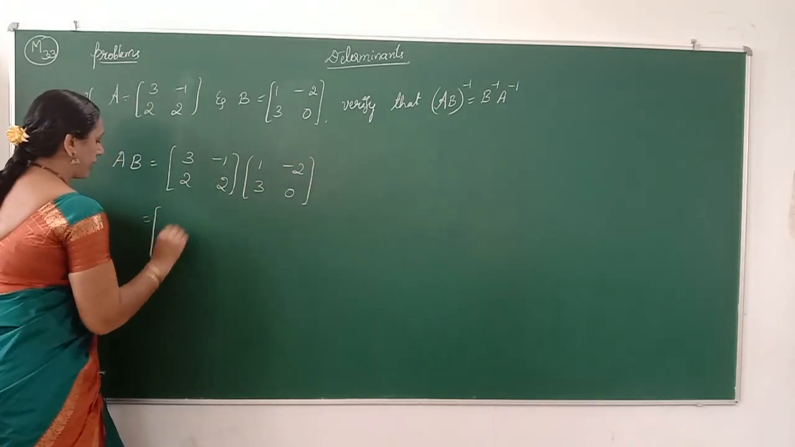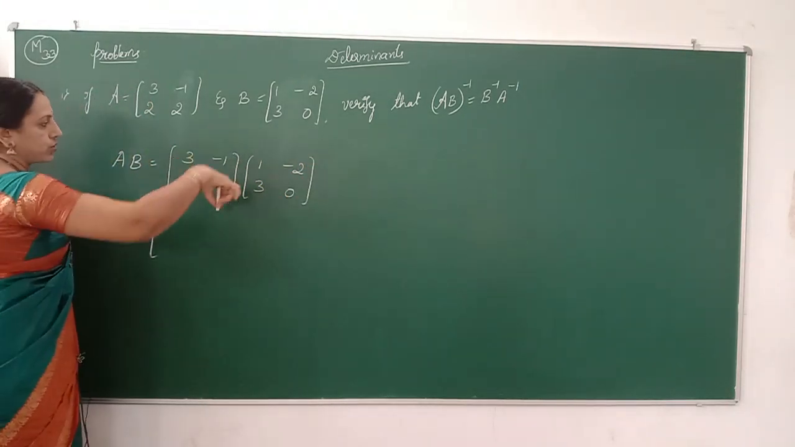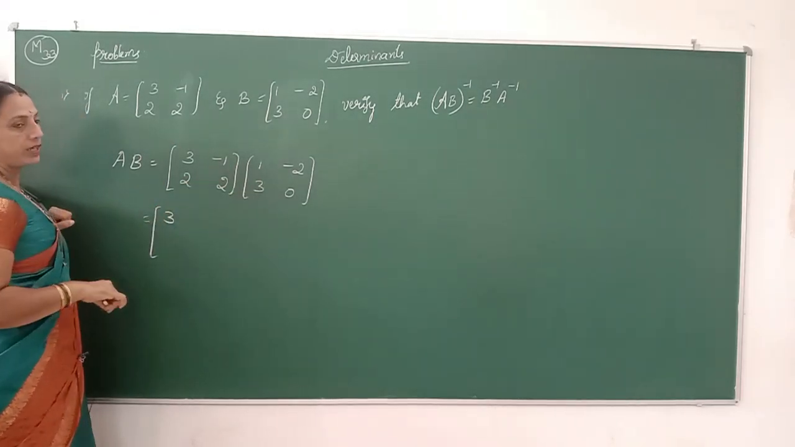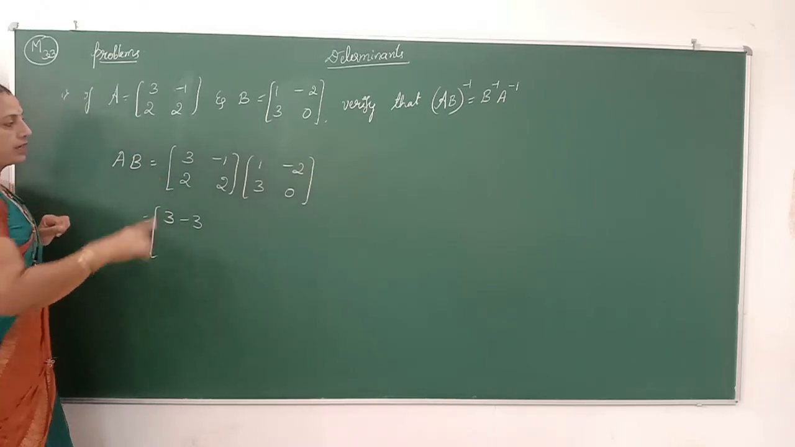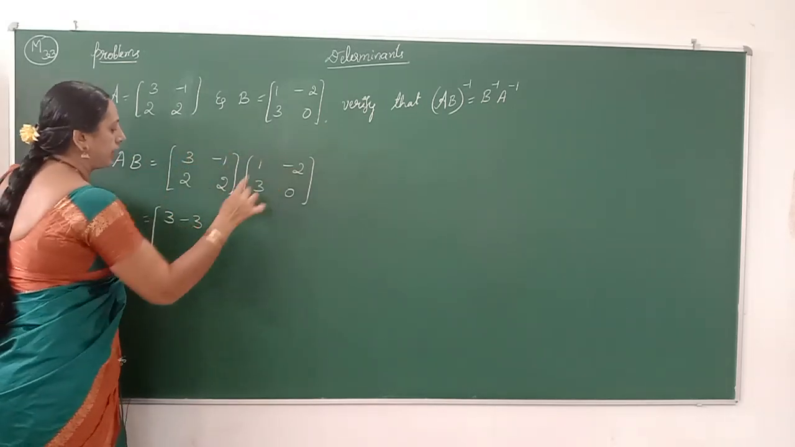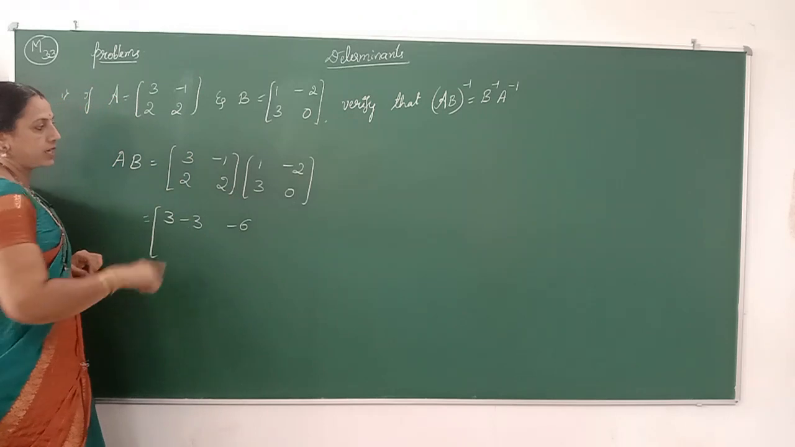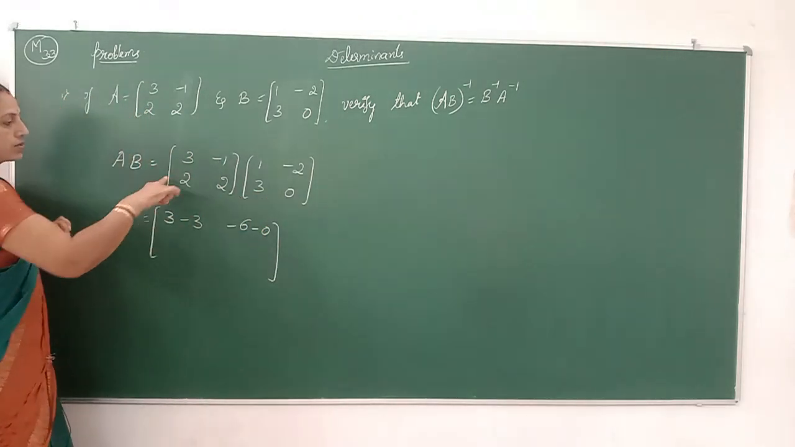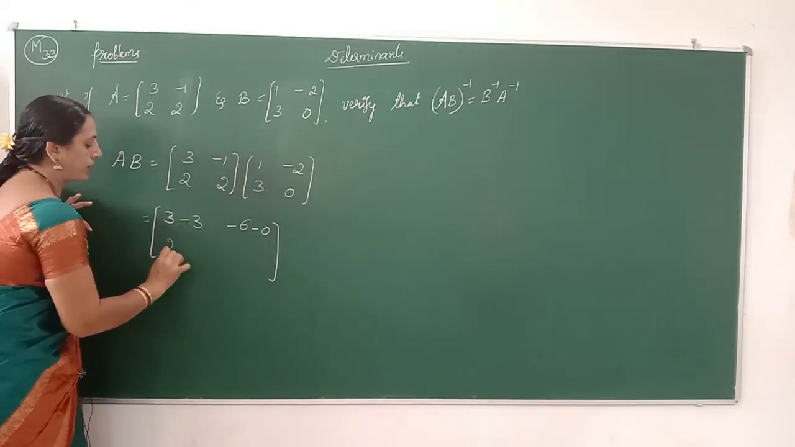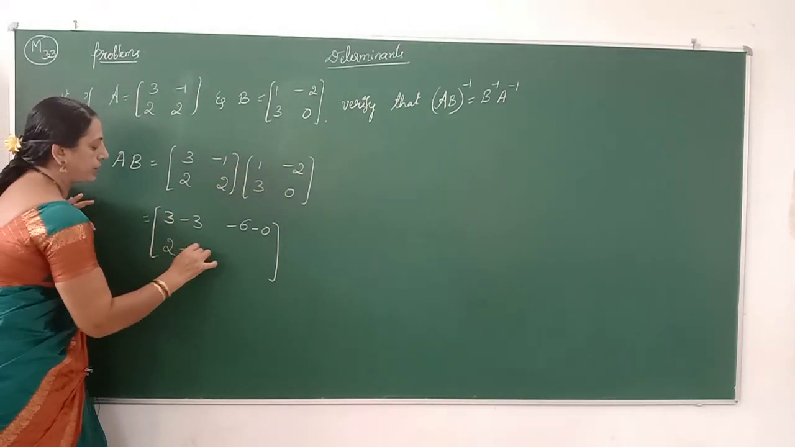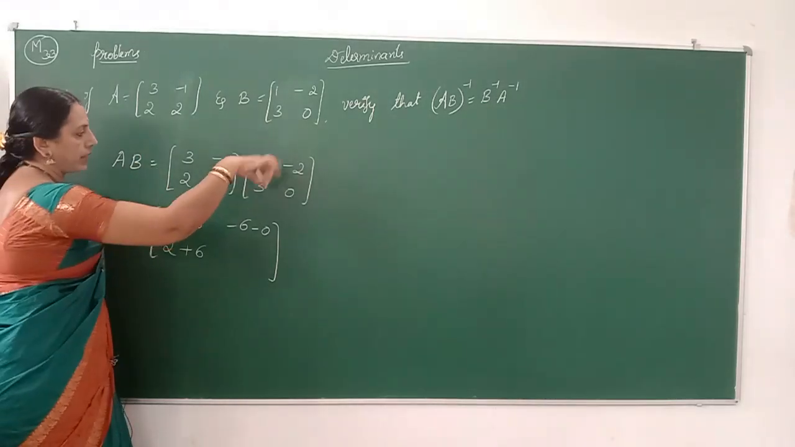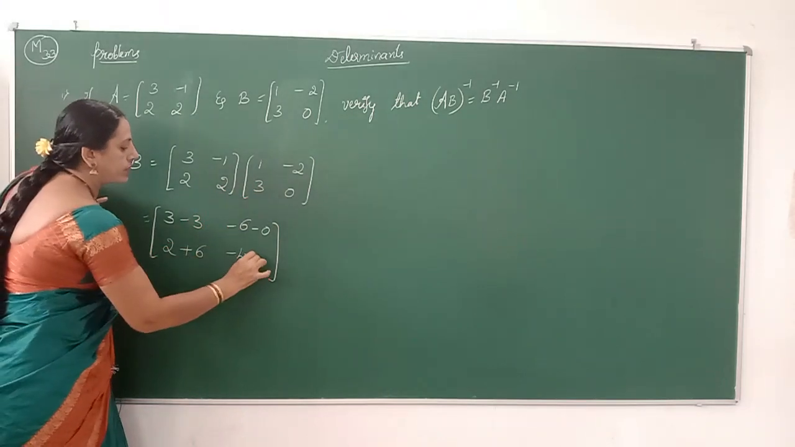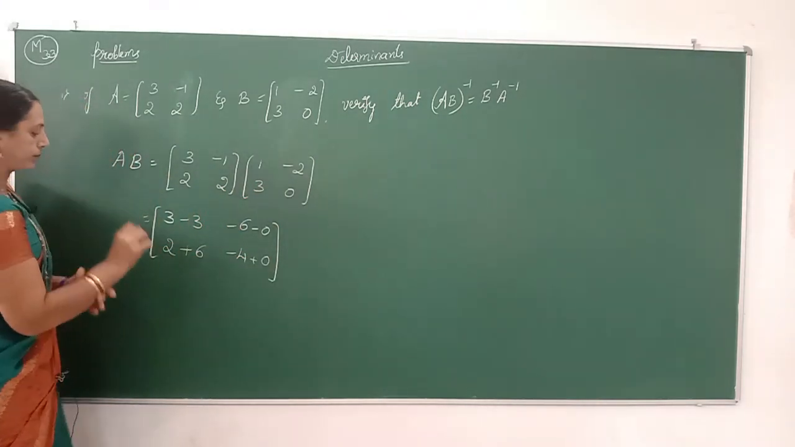So first these two get multiplied with each other. In first row, first column: 3 into 1 is 3, minus 1 into 3 is minus 3. Again first row, second column: 3 into minus 2 is minus 6, minus 1 into 0 is 0. Now second row, first column: 2 into 1 is 2 plus 2... 3 into 2 is 6. Second row, second column: 2 into minus 2 is minus 4 plus 2 into 0 is 0.